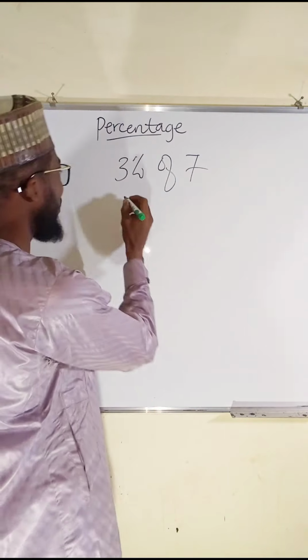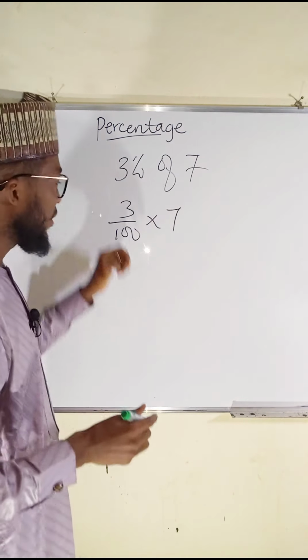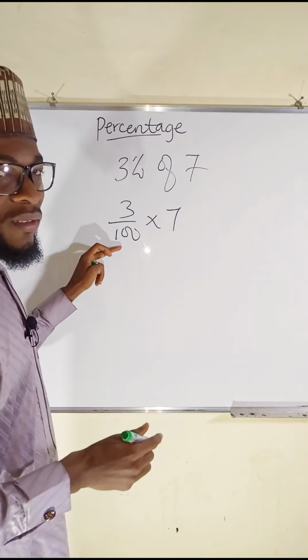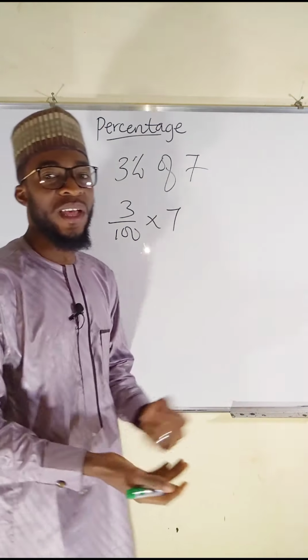All you have to do is just say 3 divided by 100 using your calculator, multiply by 7. This divided by this, multiply by 7. Whatever you obtain is said to be your final answer.